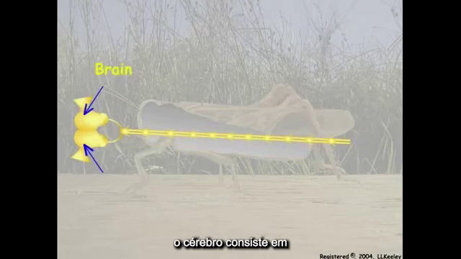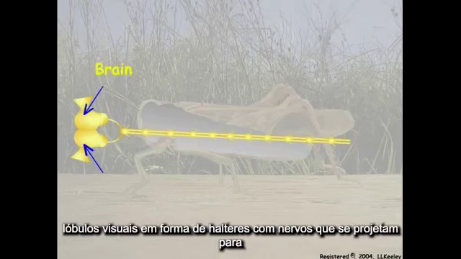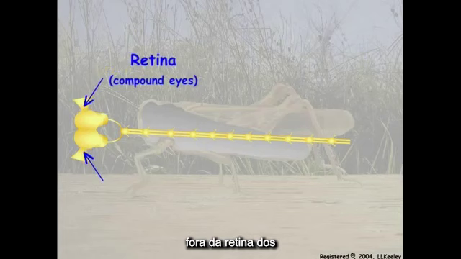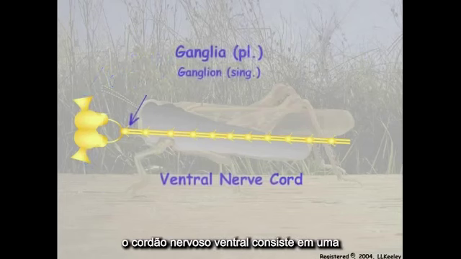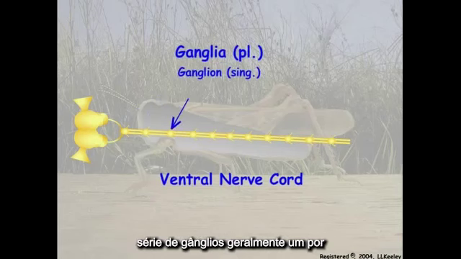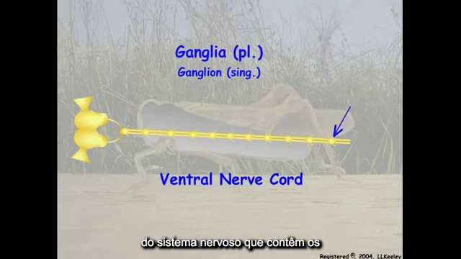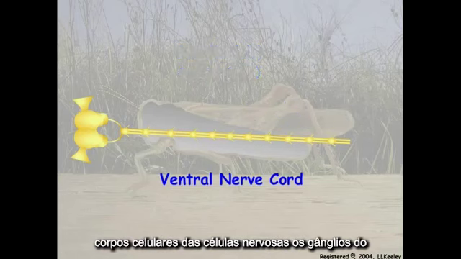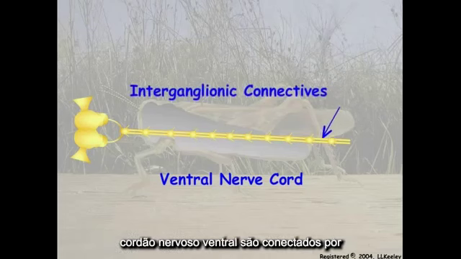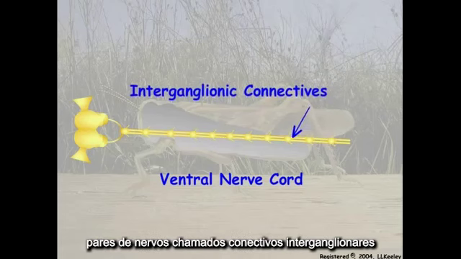The brain consists of dumbbell-shaped visual lobes with nerves that project outward to the retina of the compound eyes. The ventral nerve cord consists of a series of ganglia, usually 1 per segment. Ganglia are thickened regions of the nervous system that contain the cell bodies of the nerve cells. The ganglia of the ventral nerve cord are connected by paired nerves called interganglionic connectives.